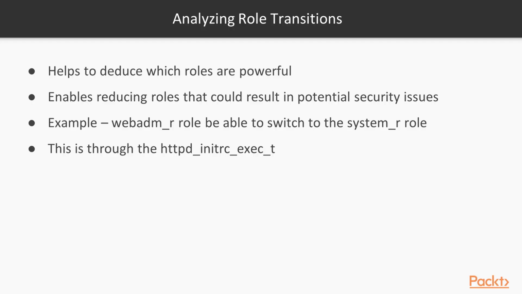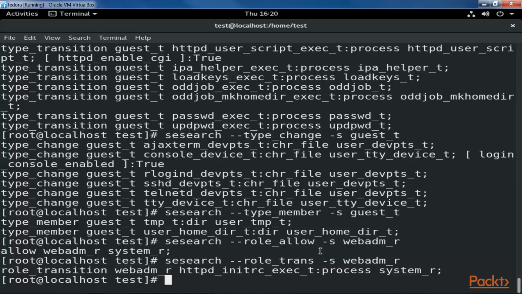Analyzing role transitions and role allow rules helps administrators deduce when roles are powerful or could result in potential security issues. For instance, having the web_adm_r role be able to switch to the system_r role through the httpd_init_rc_exec_t type might allow that role to invoke actions outside its scope if it has the rights to modify httpd_init_rc_exec_t resources. According to the next query, which we're going to run next, this does not seem to be the case.